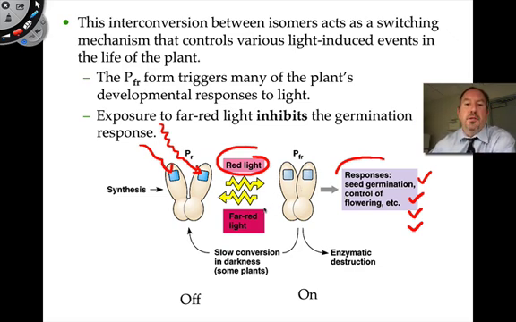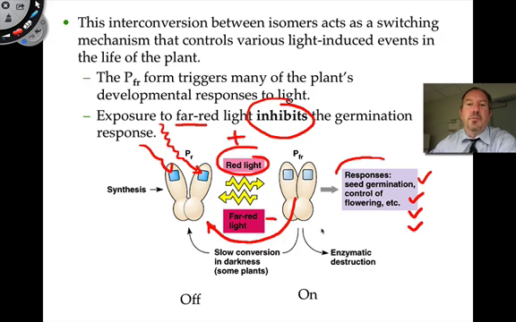But then when you shine far red light on it, far red light converts it back into this other conformation and therefore shuts it off. So on and off, on and off. The exposure to far red light inhibits. The exposure to red light encourages. So you've got a plus and a minus.